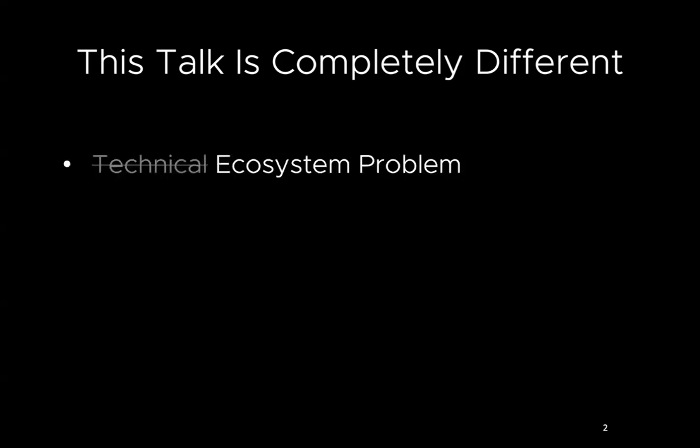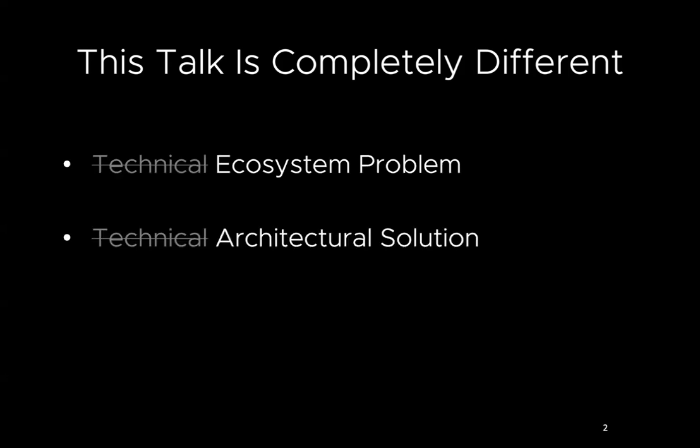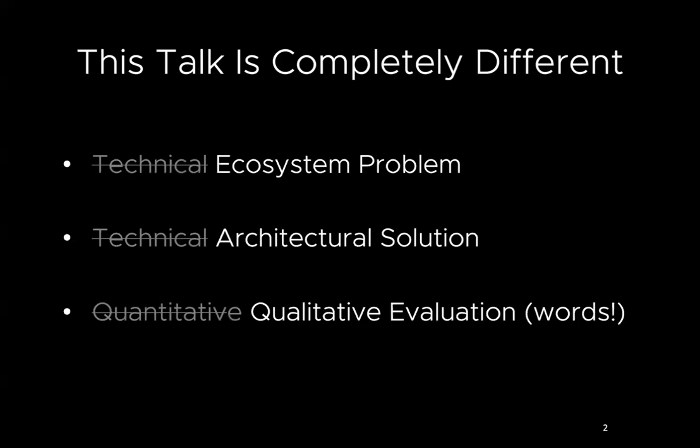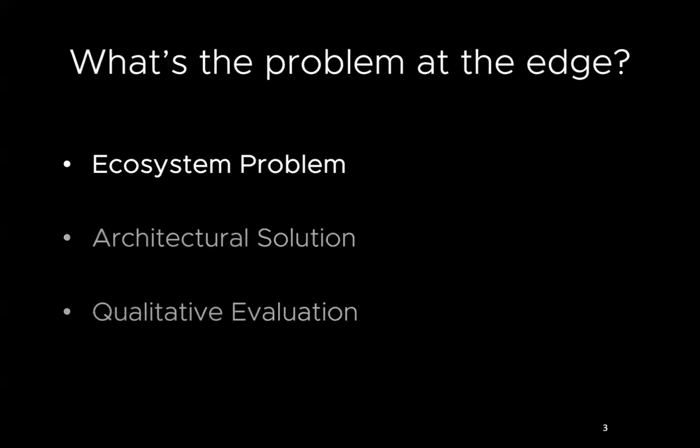I will start by describing not a specific technical problem, but a more general ecosystem problem. The solution to this ecosystem problem is not a narrow technical solution, but a broader architectural one. And the evaluation is qualitative, not quantitative, because the goal of the architecture is to achieve qualitative goals like extensibility and interconnection. So let's get started by asking, what is the ecosystem problem at the Internet's edge?